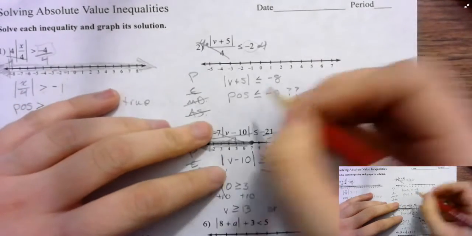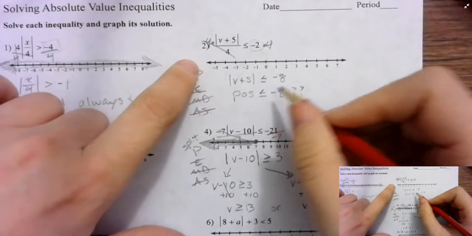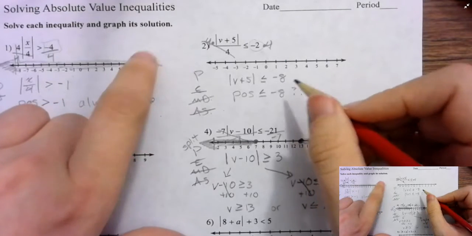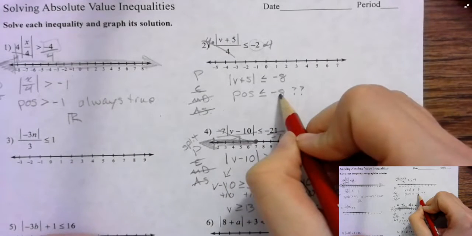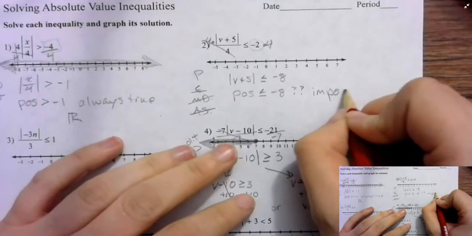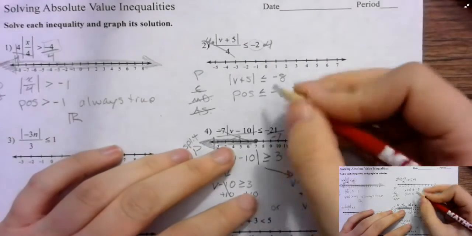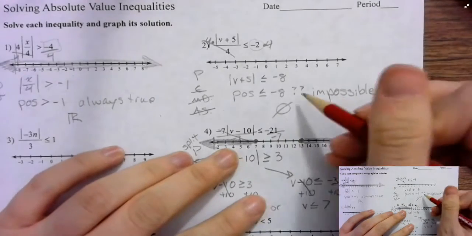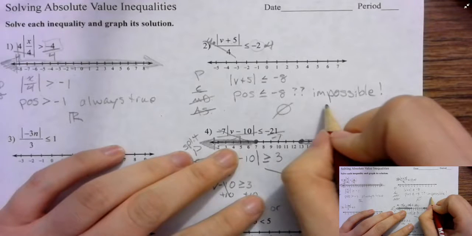And a positive number also cannot be less than -8. If you're less than -8, you're a negative number. So a positive number can never be less than or equal to a negative. So in this case, since this is impossible, that can't happen. Our answer is no solution. And again, you can write out the phrase no solution. You can use this. You can also use the empty set, like that.